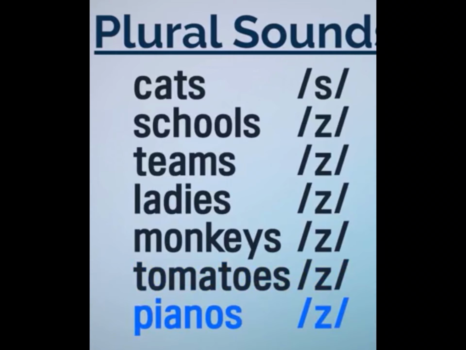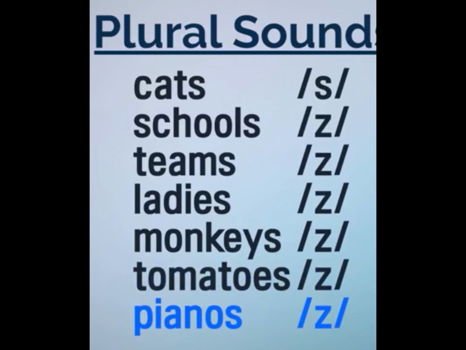Cats, cats. Now repeat after me so you have a better pronunciation and you remember what the sound is. Cats. So you hear at the end there's an S. Schools, schools. You hear that there's a Z, but it's actually an S. Teams, teams. You also have an S, but you hear a Z.